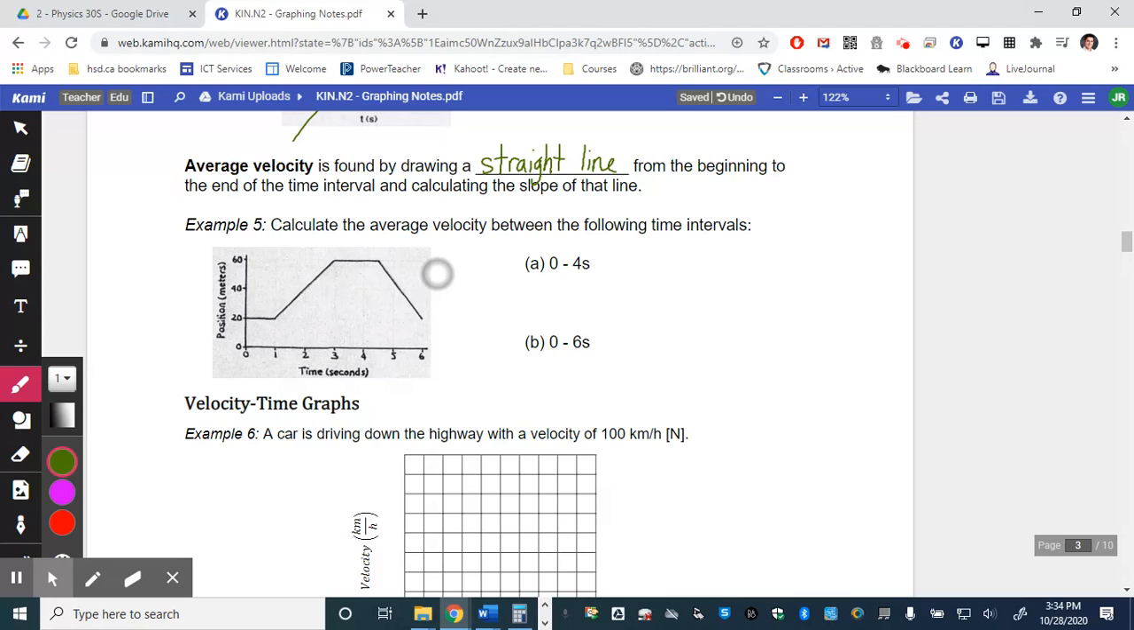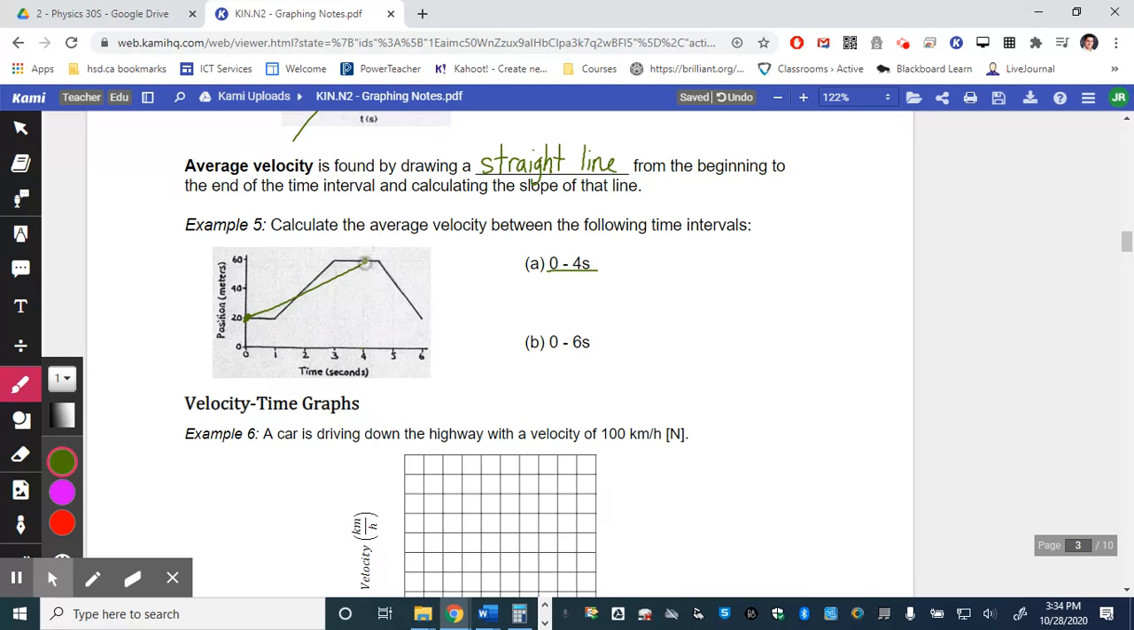So if we've got a graph and we want to calculate the average velocity between 0 and 4 seconds, well, at 4 seconds, we were here, right? And where do we start? Here. Well, we were going no speed and then really fast and then no speed again. But none of those are our average velocity. There are 3 different velocities that exist here. But if we want our average velocity, what we do is we draw a straight line, and we find the slope.